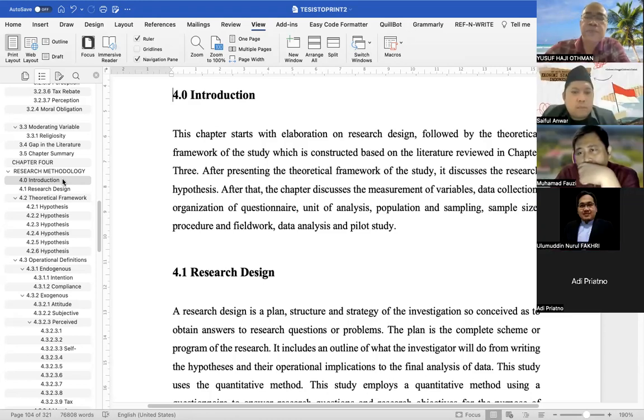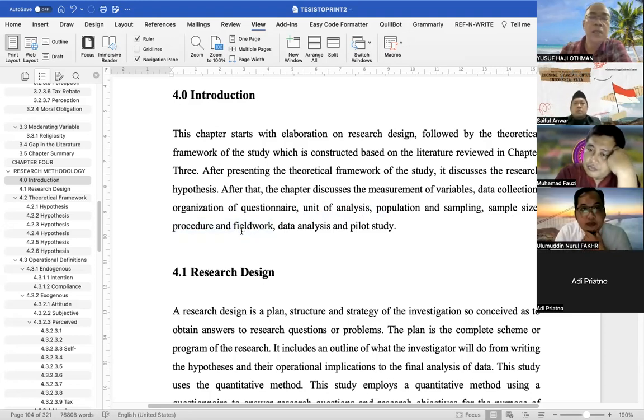So after we collect the data, then we need to analyze. So we discuss data collection, and we discuss how we organize the questionnaire, and we need to determine unit of analysis and population and sampling, and then sample size, sample criteria. Then we go out to field work. Like I said, in the field work, nowadays you have the option to send your questionnaires using e-surveys, including WhatsApp, email, and other kinds of methods. And data analysis, inshallah, we will cover that one.